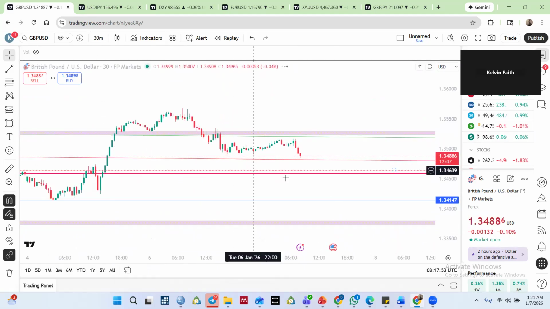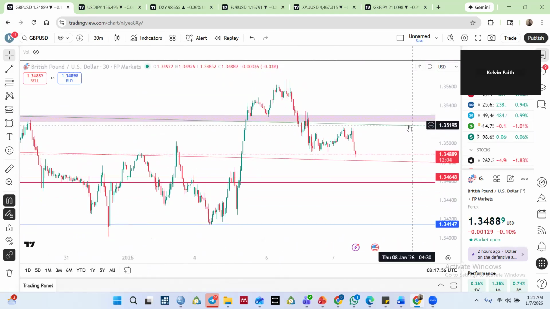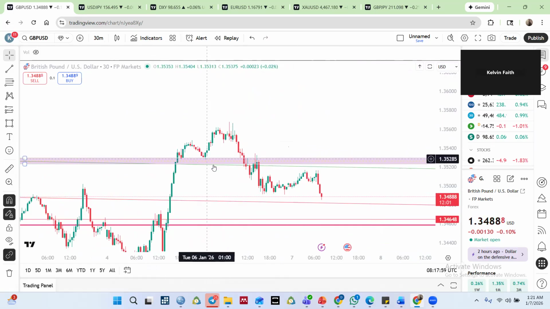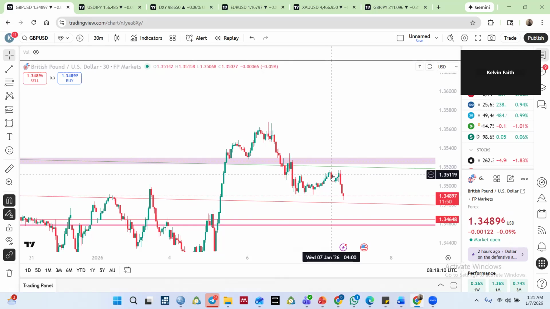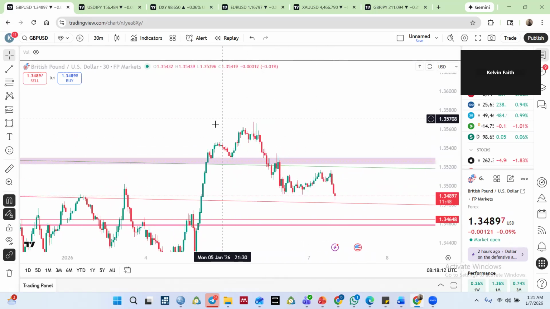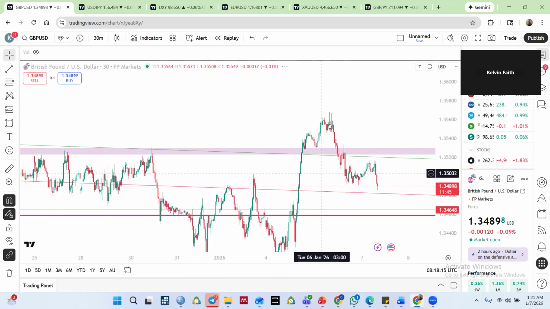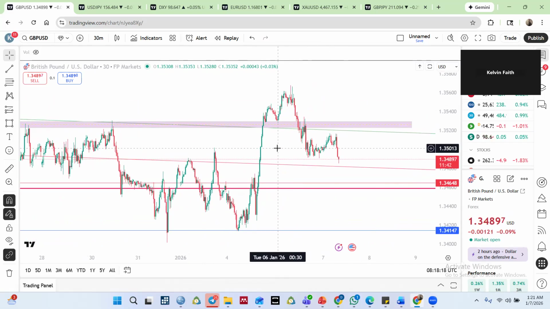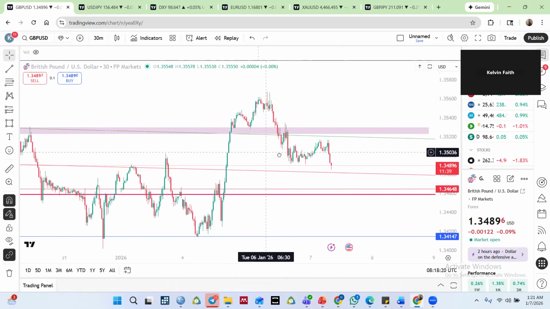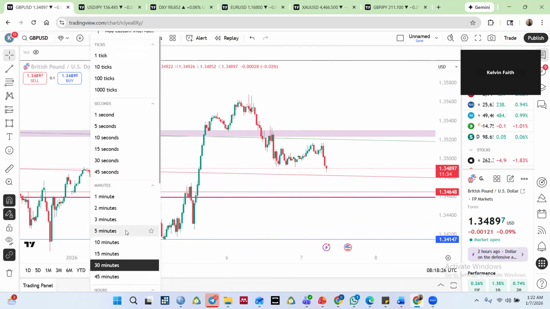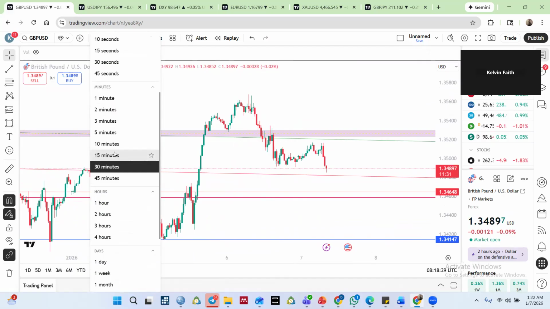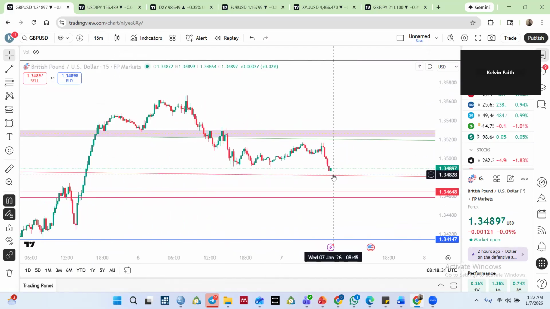On the 30 minutes, the last lower high is taken down. We have a retest, a new lower low, lower high, lower high. So the 30 minutes is looking bearish. Okay, 4 hour is bullish, daily is bullish, weekly is bullish, monthly is bullish. 30 minutes and 1 hour are looking bearish, and of course, 15 minutes is also going to look bearish.